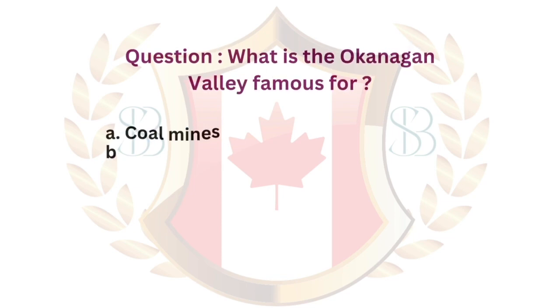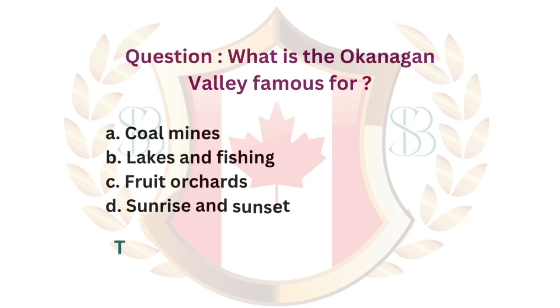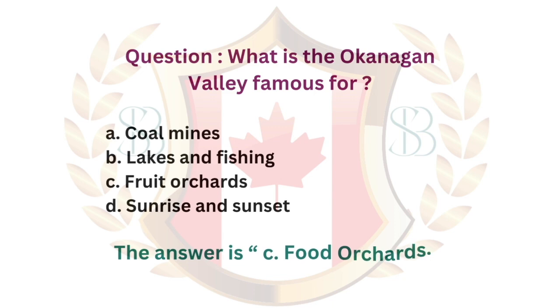Question: What is the Okanagan Valley famous for? A. Coal mines. B. Lakes and fishing. C. Fruit orchards. D. Sunrise and sunset. The answer is C. Fruit orchards.